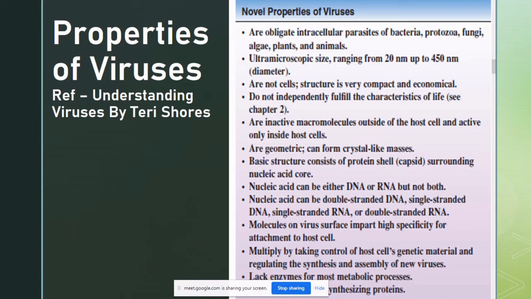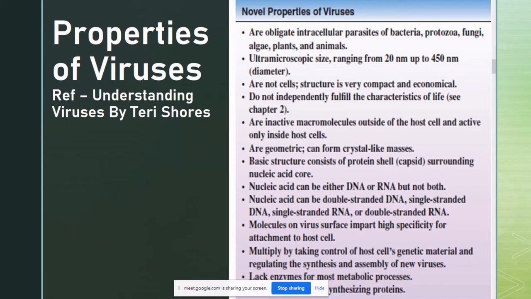Okay, molecules on the viral surface impart high specificity and attachment to the host cell. A very important point, because without those molecules, viruses will not be able to attach or adhere to any kind of cell. Okay, and if adherence is missing, then the virus won't be able to infect. So the basic target for development of a vaccine is these molecules on the surface of the virus, so that it will not be able to adhere to other cells.